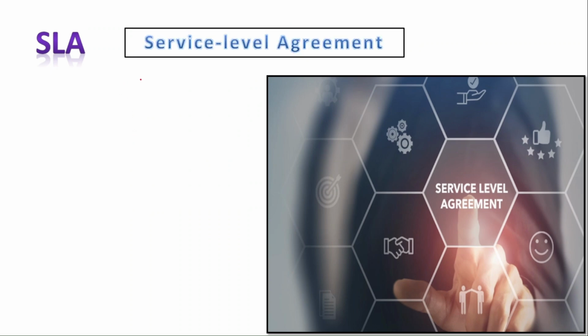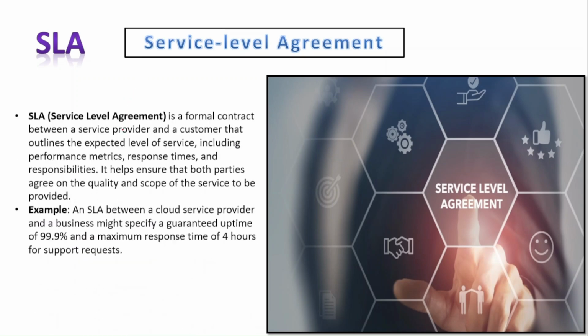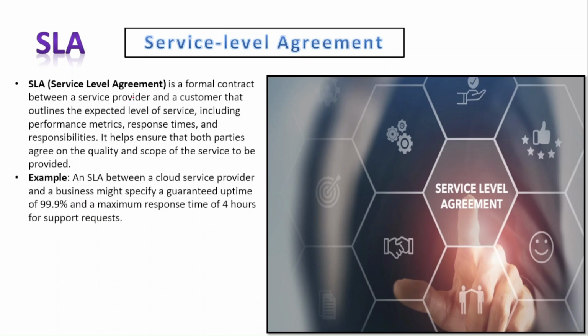SLA, Service Level Agreement. So SLA, Service Level Agreement, is a formal contract between a service provider and a customer that outlines the expected level of service, including performance metrics, response times, and responsibilities. It helps ensure that both parties agree on the quality and scope of the service to be provided.